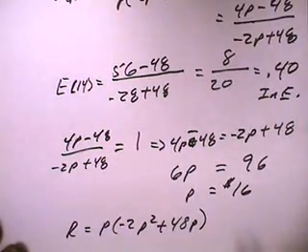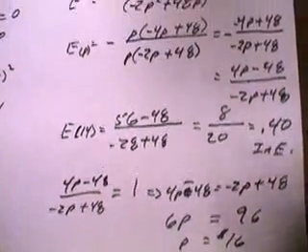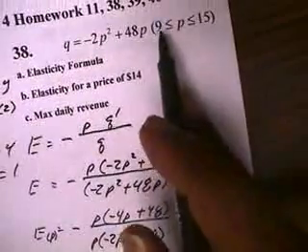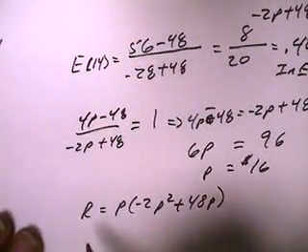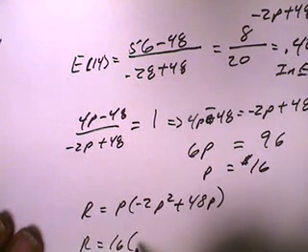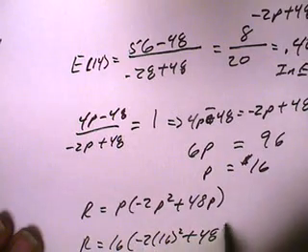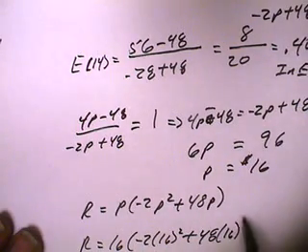Okay, so already we have a little bit of a problem. This price is out of our price range. Our price range was $9 to $15. But let's keep going. Let's find out what the revenue would be. The revenue would be $16 and negative 2 times 16 squared plus 48 times 16. And let's see what that would be.